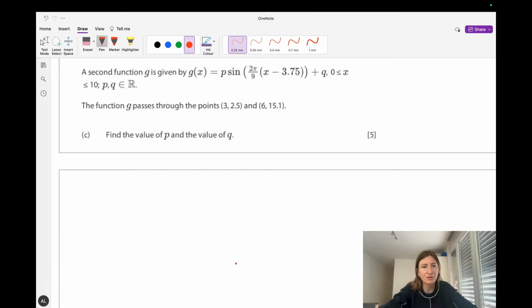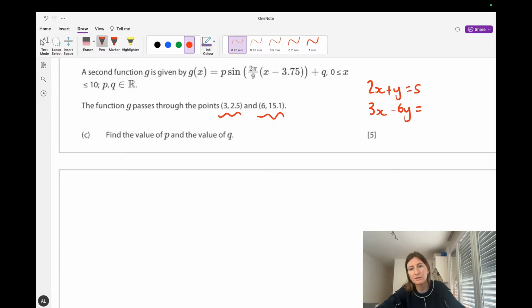A second function, g, is given by this, where we're missing p and q. We need to find the values of p and q, and we're given 2 points. So this is just like simultaneous equations, where you have like 2x plus y equals 5 and 3x minus 6y equals 10. You have those 2 variables, x and y, and 2 equations where you need to solve for x and y with either elimination or a substitution method. So this is the same thing, but they have given it to us with sine functions.